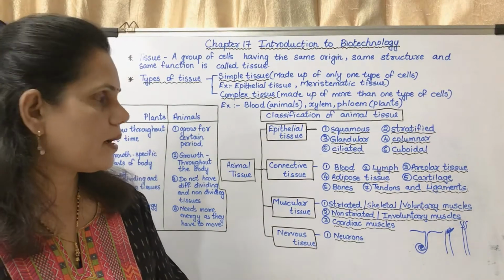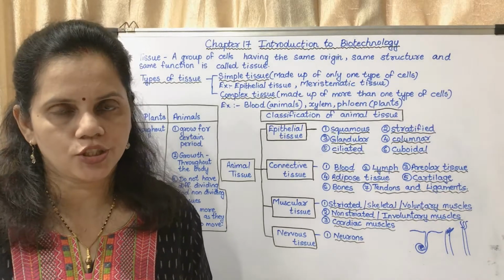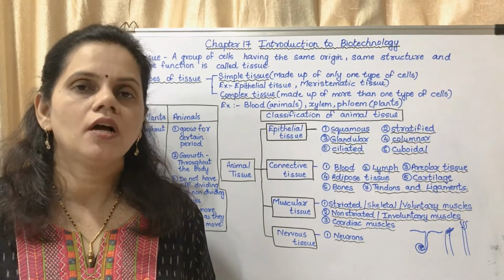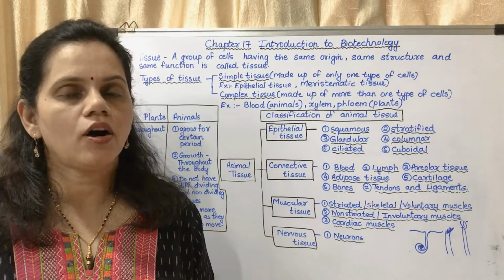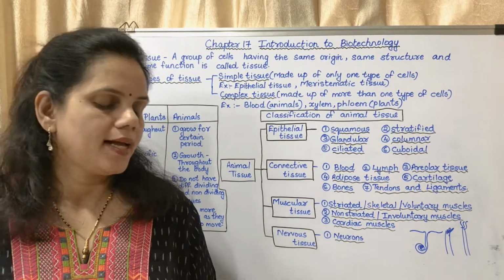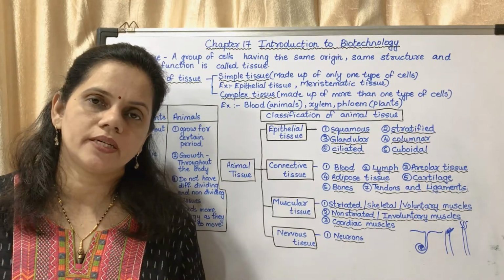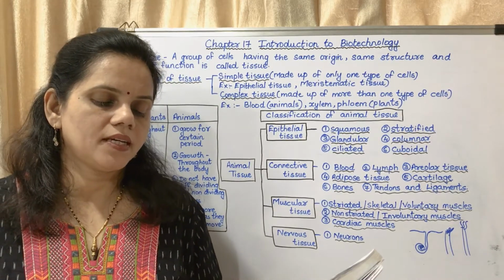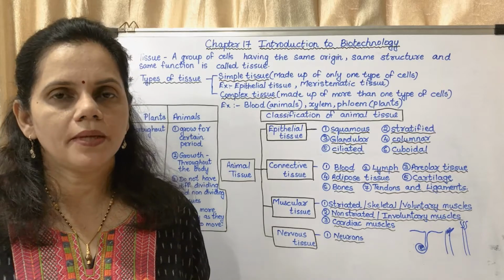So this is about epithelial tissue, and the structure, location and function of each type of tissue. You have to learn all of them. Next is the use your brain power question. Why are epithelial tissues said to be simple tissues?